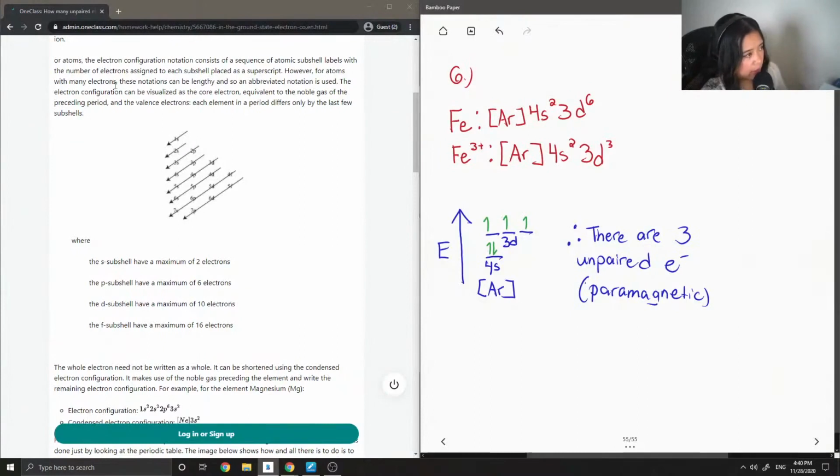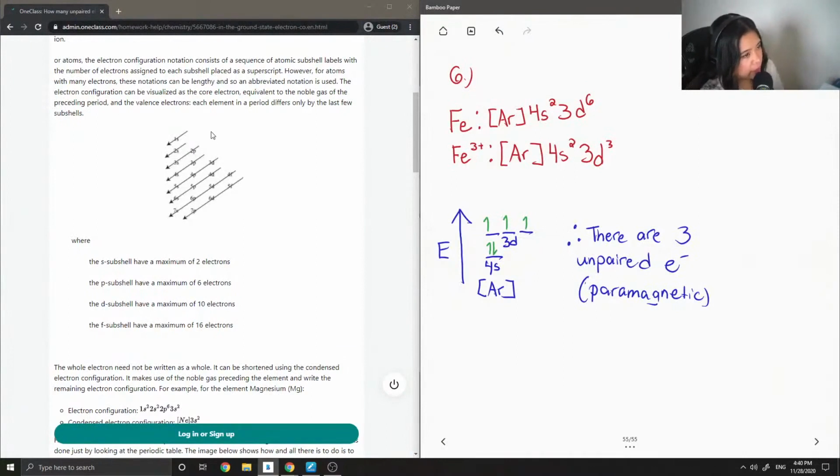so in our case it was argon, and the valence electrons. Each element in a period differs only by the last few subshells. So this is a way that helps people write down the order of electron configurations. From 1 to 7 is the S, and then 2 to 7, you can see this is P, and then 3 to 6 is D, and then 4F, 5F, and then you kind of just go diagonally like this. So the order would be 1s, 2s, 2p, 3s, 3p, 4s, 3d, 4p, 5s, and so on and so forth.